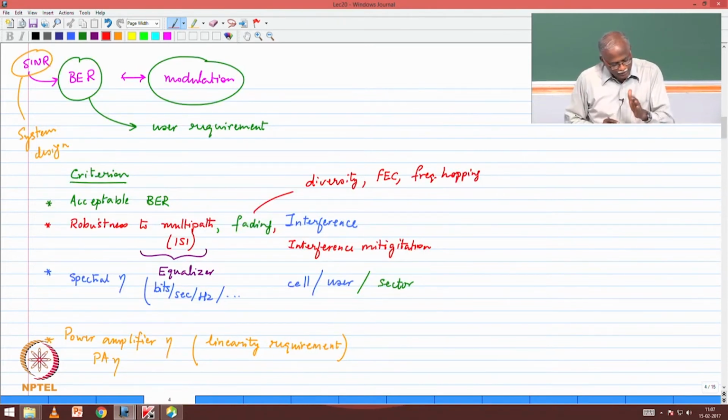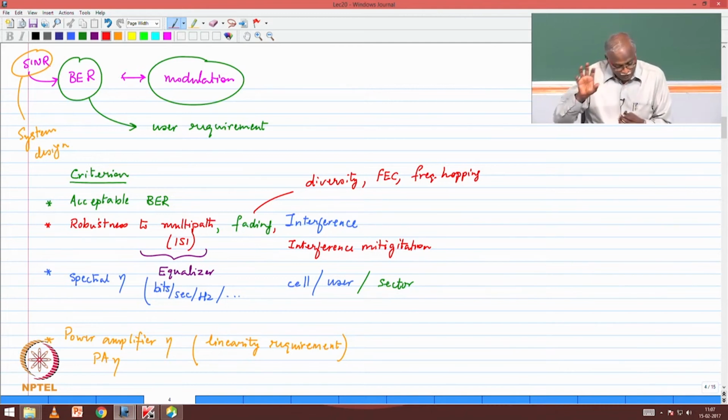Then we said, given that we now understand what the wireless channel is all about, I want to look at what are the criteria for choosing a modulation. Four things that we said. One would have to be, and this is a slide from the last lecture, acceptable BER. You know what is the SNR that you will get, and what is the corresponding modulation scheme that will give you acceptable BER. And the modulation scheme that we choose must be robust to the impairments.